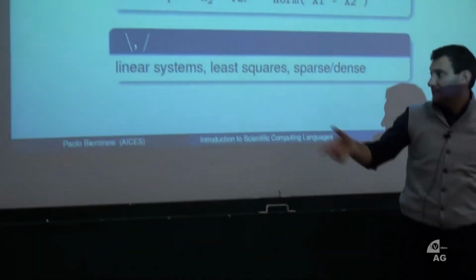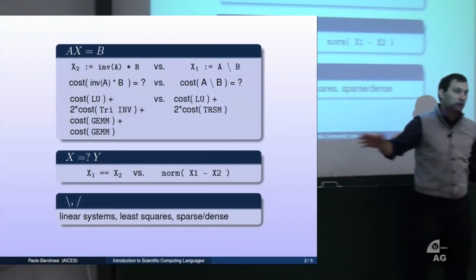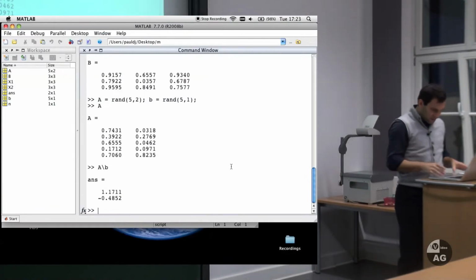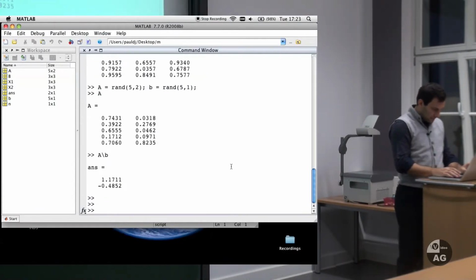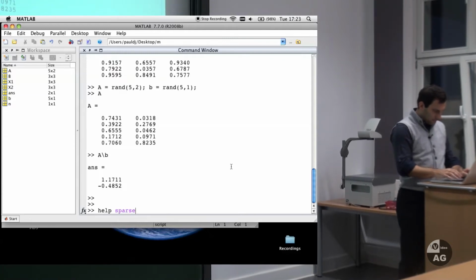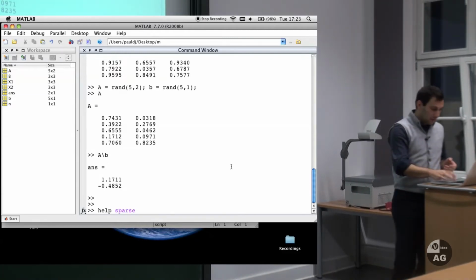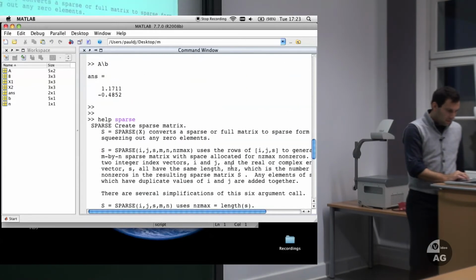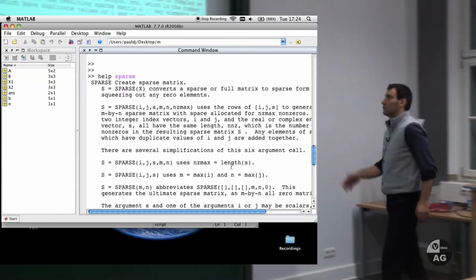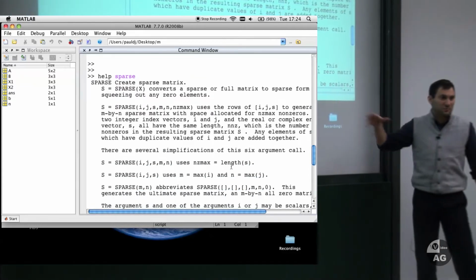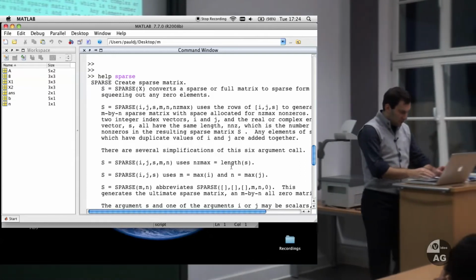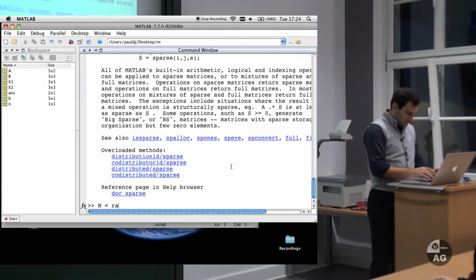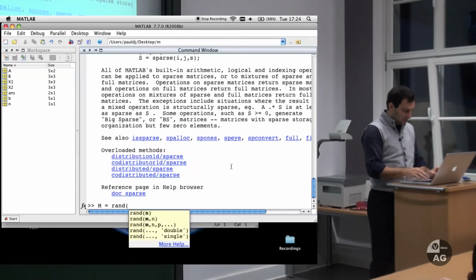And Matlab applies different algorithms depending on whether the matrices are sparse or dense. Just to give you a very, very short demonstration of sparsity in Matlab. Sparse is a function to create sparse matrices, sparse objects. Let me just show you an easy way to look at the random matrix, at the sparse matrix.